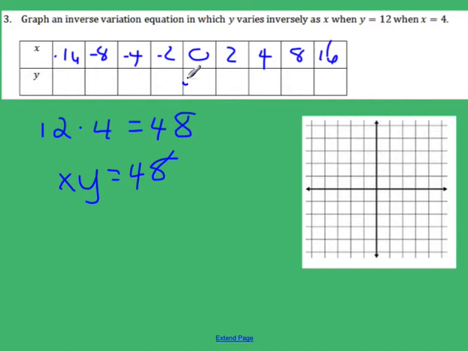So then your 0 is going to be undefined, because we can't divide by 0. That's why our 0 is always undefined, because if one of these were 0, we'd have to divide by 0 to get the other one, and that just can't happen.